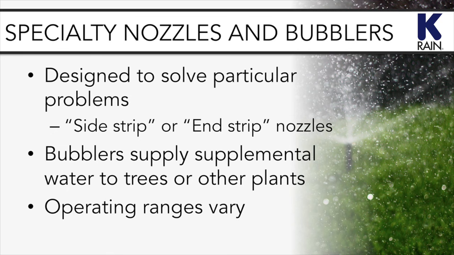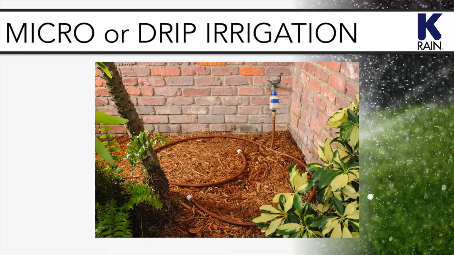And finally, micro or drip irrigation can be used to provide water to landscape beds, ground cover, or sparsely planted areas. This irrigation method relies on the use of many small emitters with a very small radius, including drip emitters, drip bubblers, or microsprays.